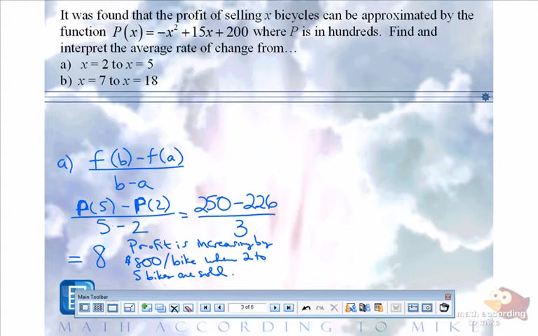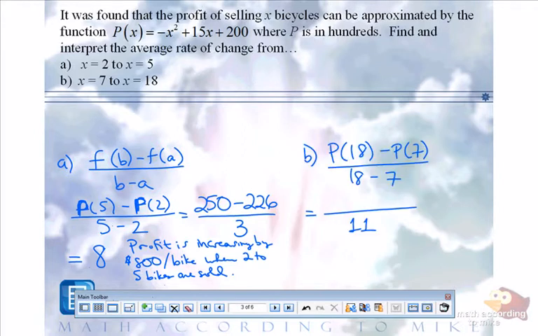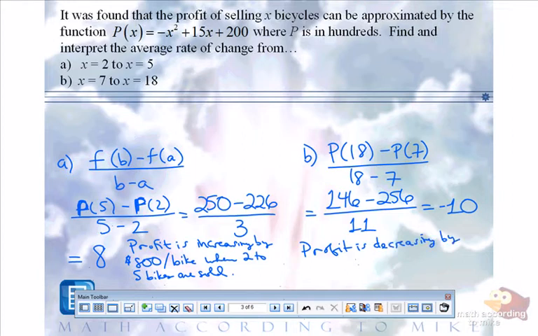If you would, please try part B. What do you get for P of 18? 146, good. And P of 7? 146 minus 256 over 11, I think is negative 10. So can anyone interpret this for me? Careful. Per bike when 7 to 18 bikes.